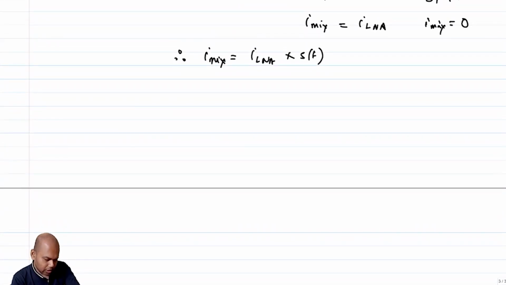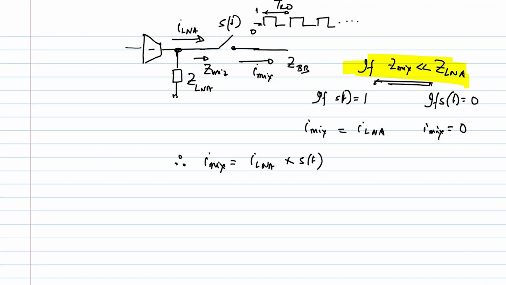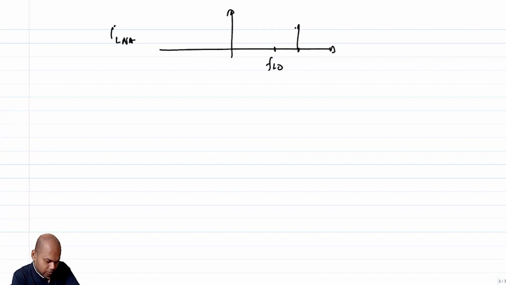Let's draw out the spectrum. Firstly, let's take a different page. Note that we are talking about a case where you have a non-zero IF. So if this is F_LO, your I_LNA has a frequency component of F_LO plus F_IF, correct?